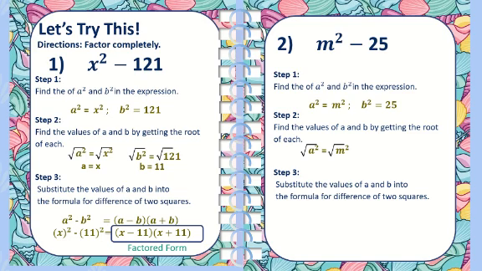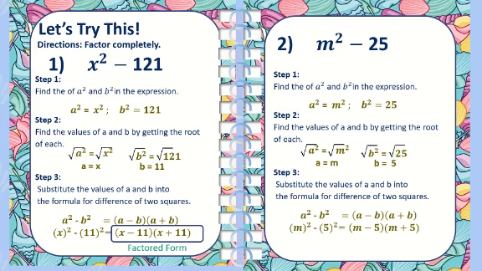For the first term, we have m. For the second term, we have 5. Step 3, substitute the values of a and b into the formula for the difference of two squares. So we have the quantity m minus 5 times the quantity m plus 5. So it is the factored form of m squared minus 25.